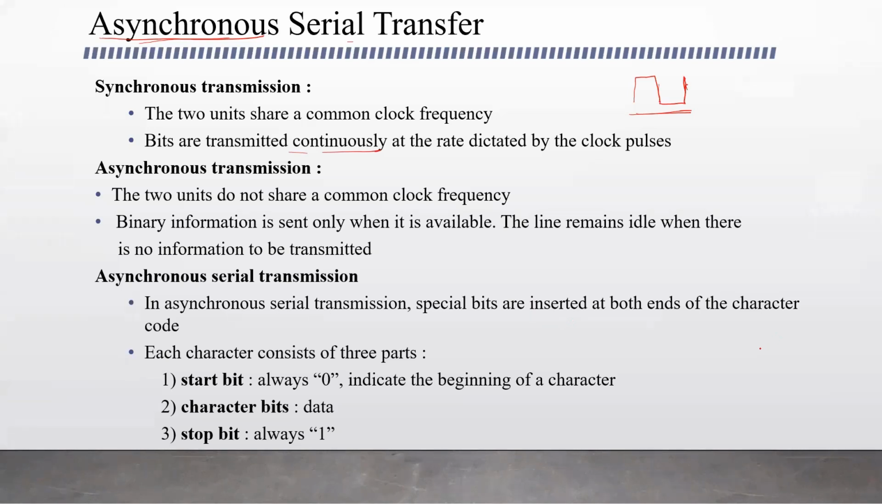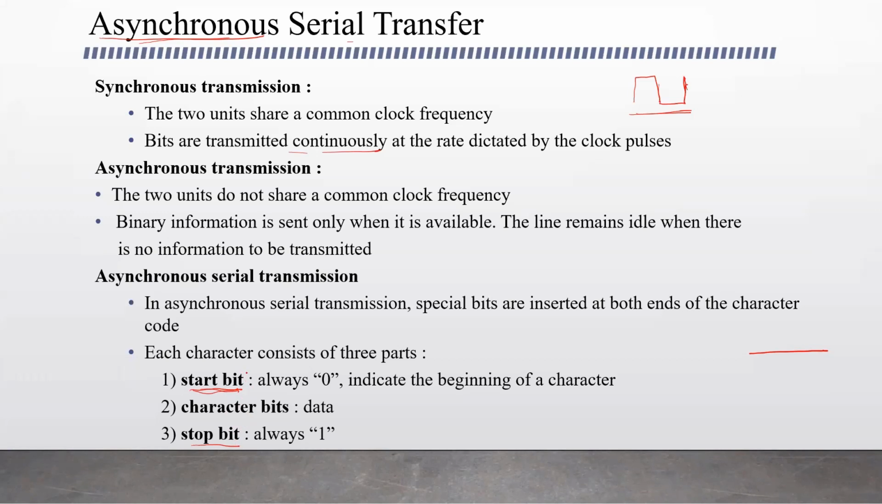We have a single path, right? Bits are transmitted in a single path. When the data is being transmitted, some special bits are inserted that inform the receiver about the arrival of data. Here each character consists of three parts. The special bits are the start bit and the stop bit, inserted with the character bits.